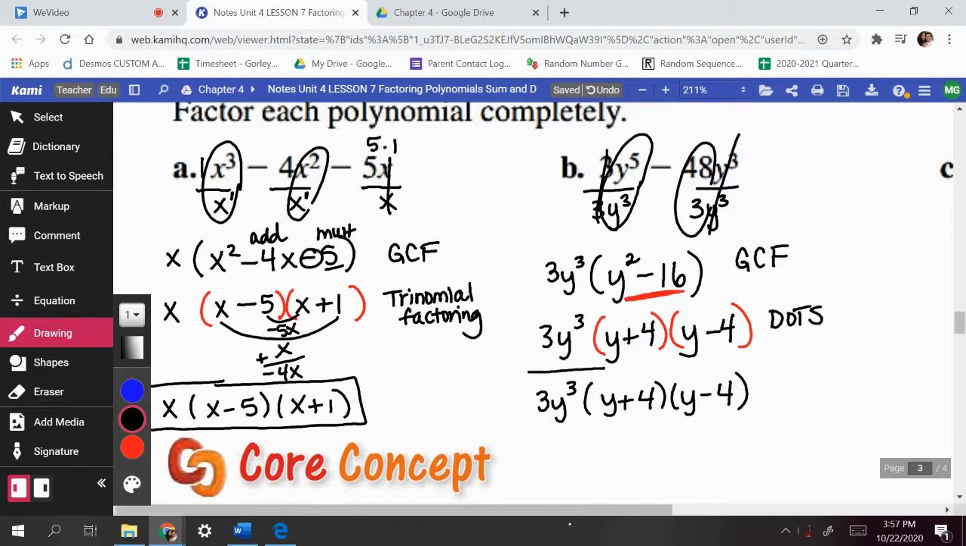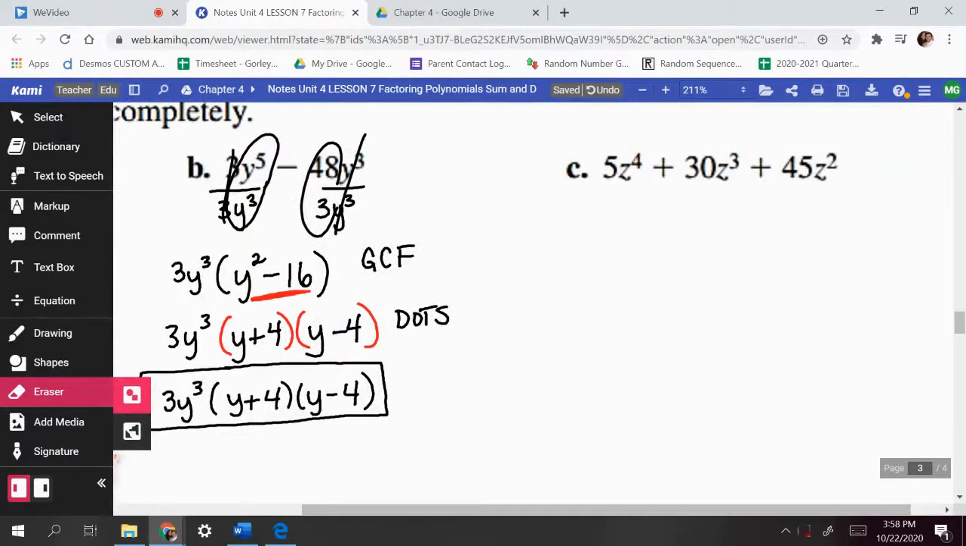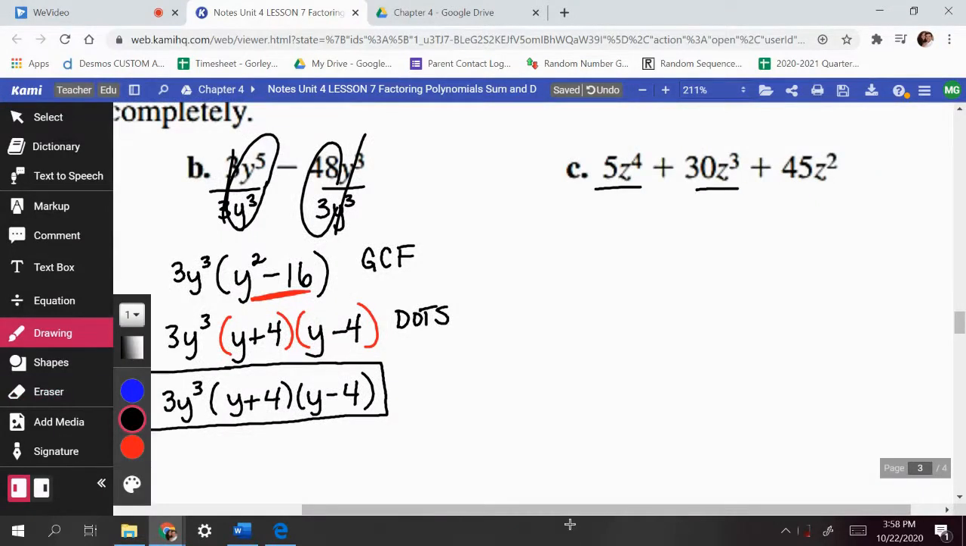And I look inside each parenthesis. This is a binomial now. So really, can I use difference of squares, cubes, or a sum of cubes to factor that more? I cannot. Okay, so that would be our answer. All right, last but not least, over here, we'll ask ourselves what all of these terms are divisible by. Looks like they're all divisible by 5.